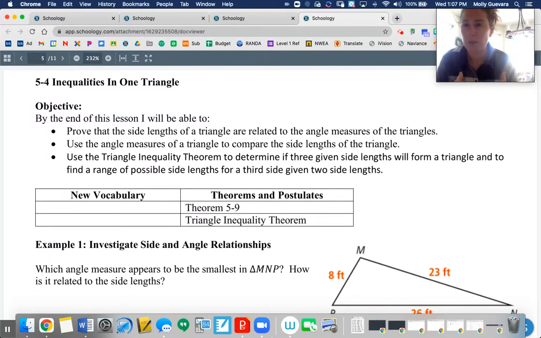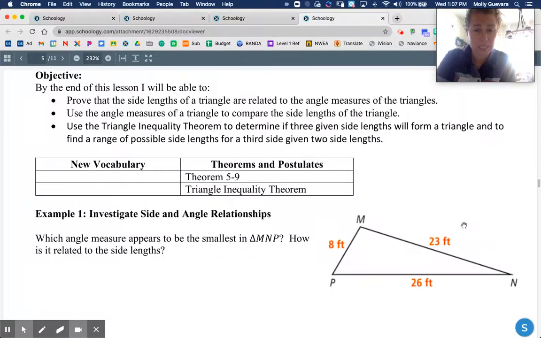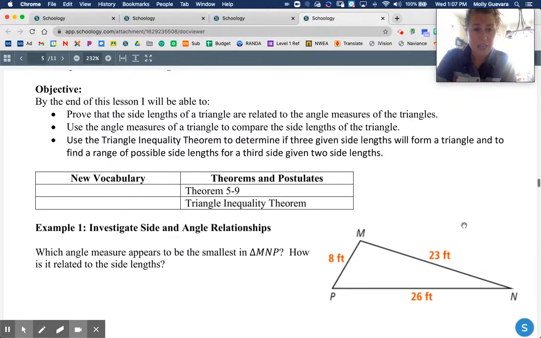It can't just be whatever we want, right? We have some restrictions on there, because if I have 2 sides, it can only go so far. We don't have any new vocabulary today, but we do have some theorems and postulates. So let's jump down to our theorems and postulates page and see what these 2 are about.